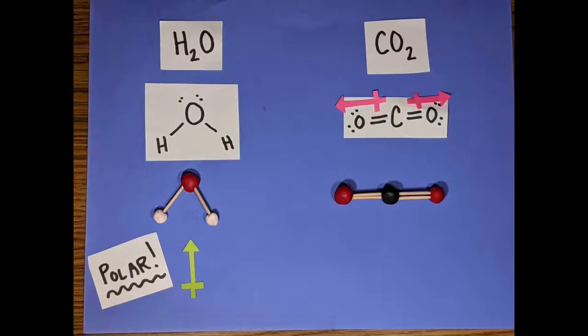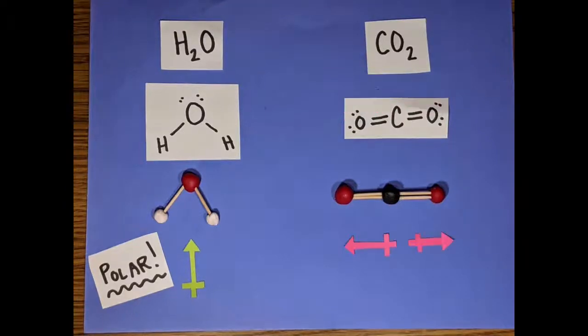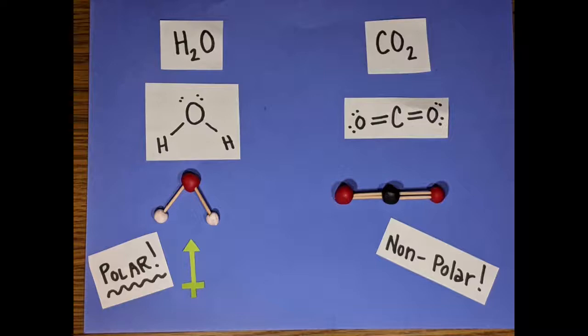Now, if we combine the two arrows on the carbon dioxide molecule, we see that the two arrows completely cancel each other out. They're pointing in equal and opposite directions. So carbon dioxide, even though it has polar bonds, is not a polar molecule.